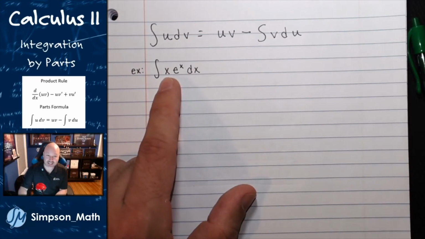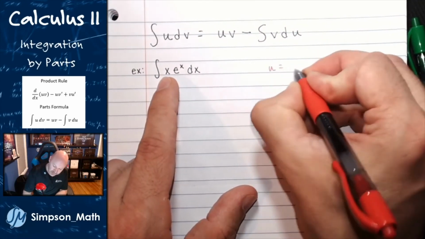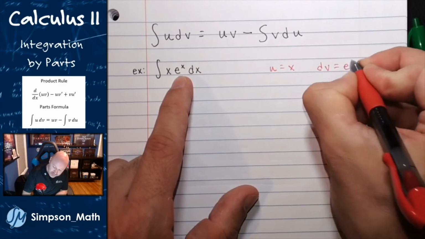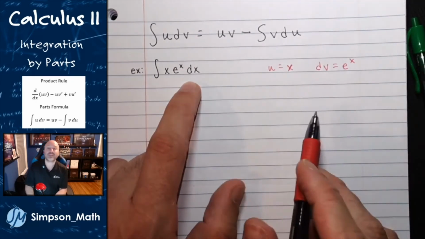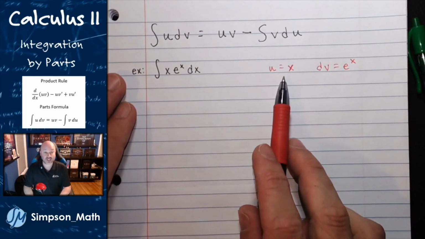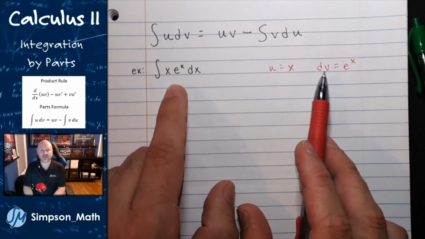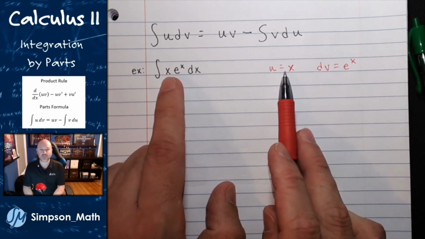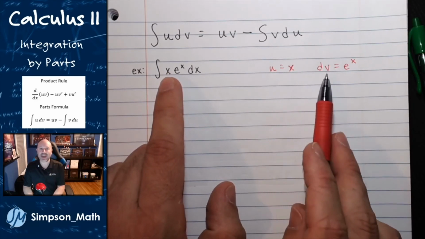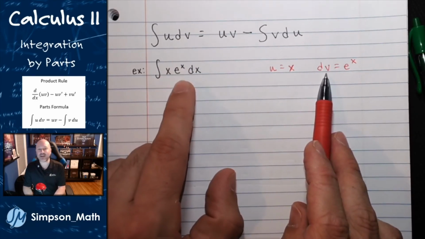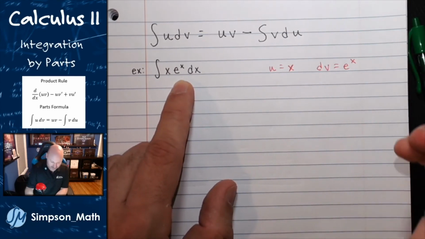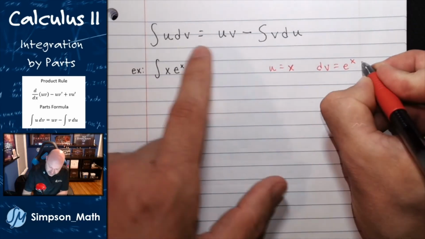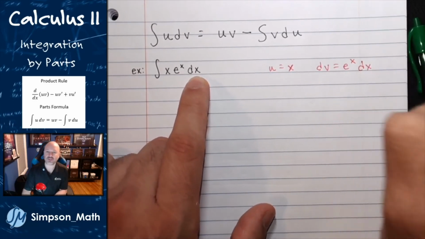So let's let u equal x, and let's let dv equal e to the x. In the next video, I'll talk about strategies behind knowing which factor to let be u and which factor to let be dv. But I'm going to go ahead and just let u be this first factor x, and dv be this second factor e to the x. Now I am going to integrate this one, so I do need the dx with the integration term.